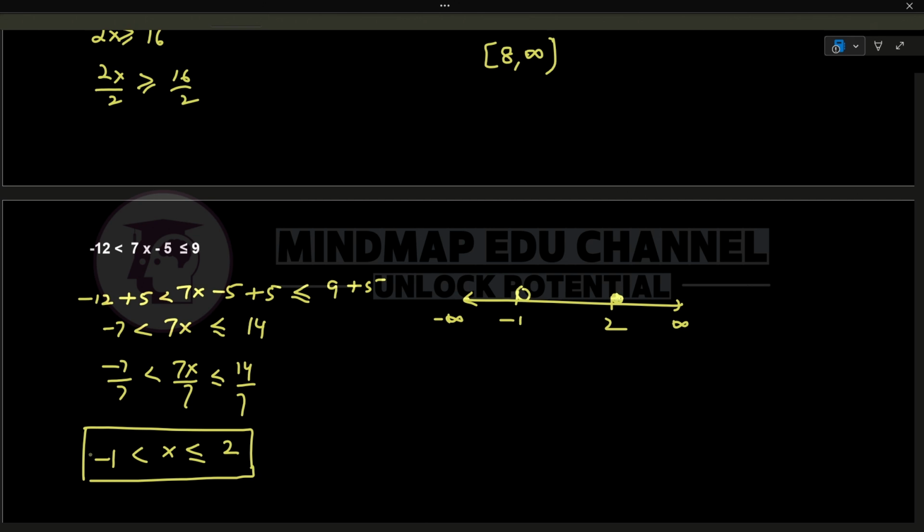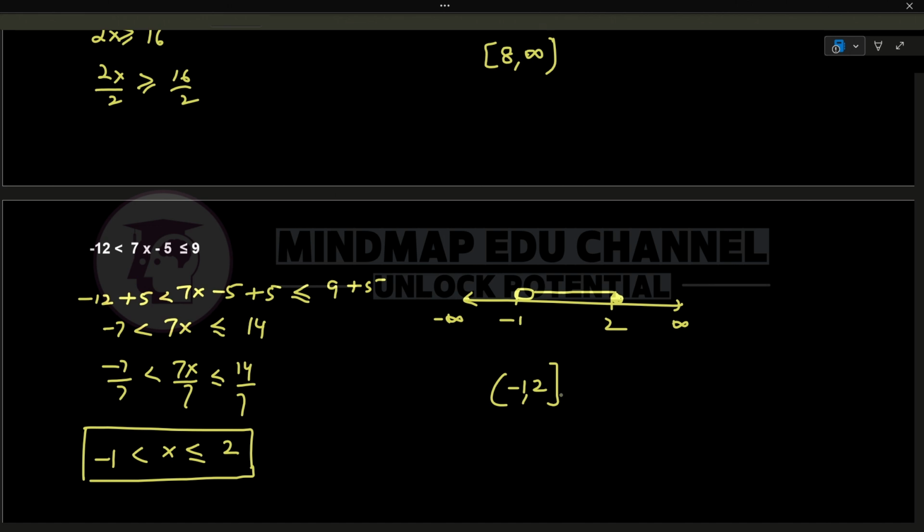And x is greater than minus 1. So it will be towards plus infinity. But it should be less than or equal to 2. So it will be this side. So this is your solution in number line notation. Clear? And in the interval notation, it will be from minus 1 to 2.